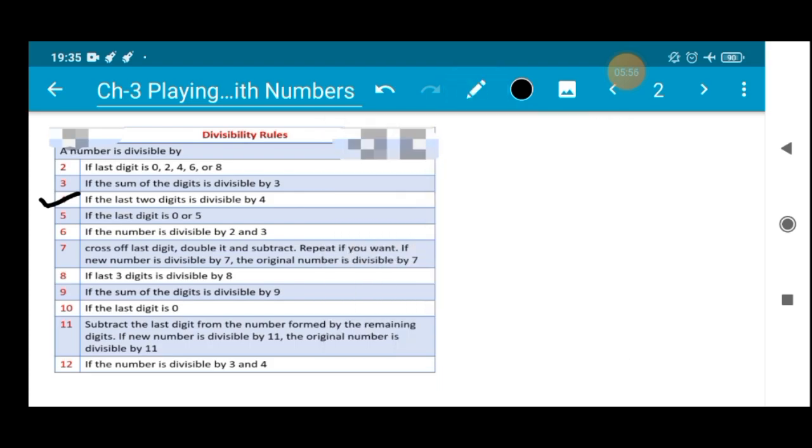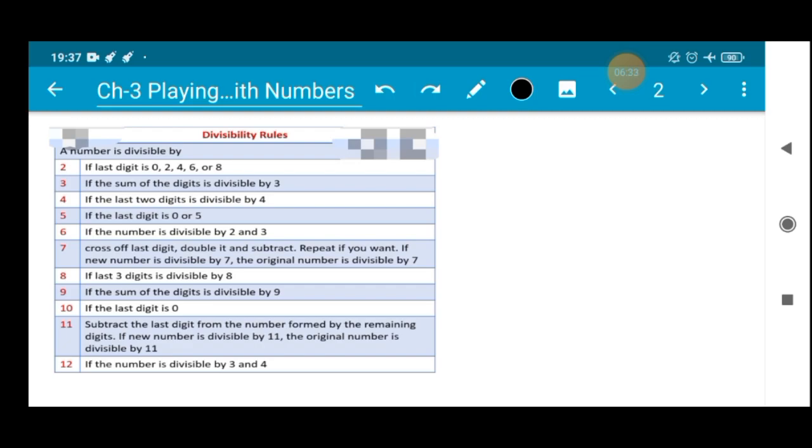You have to remember all these terms, all the concepts given here. Okay, number 6: if the number is divisible by both 2 and 3, then the number will be divisible by 6. You know how to check for 2, and you know how to check for 3, right? To check whether the number is divisible by 2, you will see whether the ones position is even. And if the sum of each digit of the given number is divisible by 3, then the number will be divisible by 3.